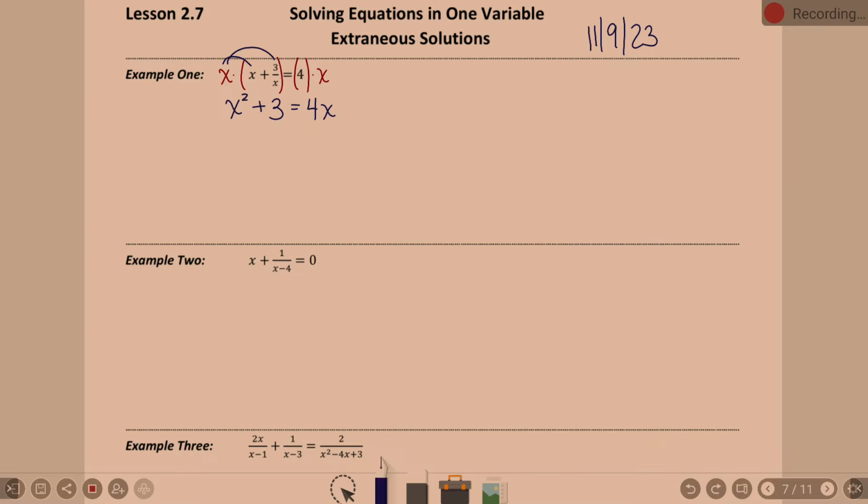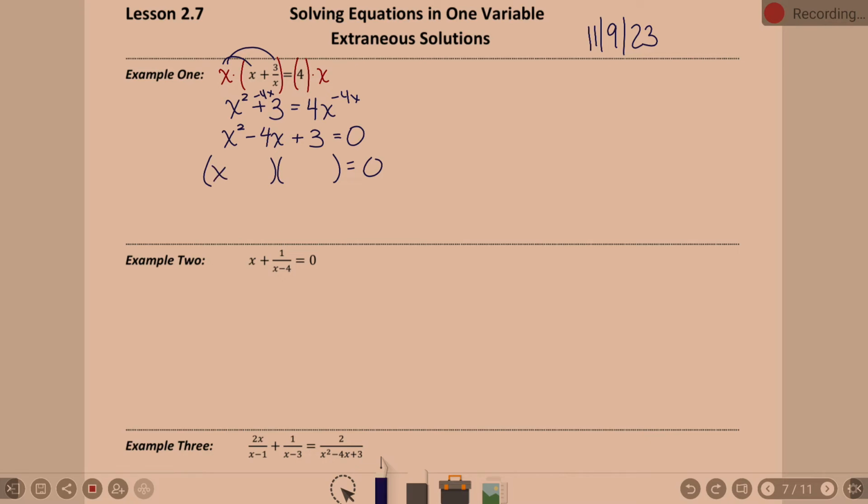Okay, this is an easy one, right? You're supposed to know what to do next. Okay. Do you see there's going to be an x squared, an x term, and a number term? Make your equation equal to 0. So if we subtract the 4x over, I'm going to have x squared minus 4x plus 3 equals 0. What do we do? Yep, we're going to plan to factor it.